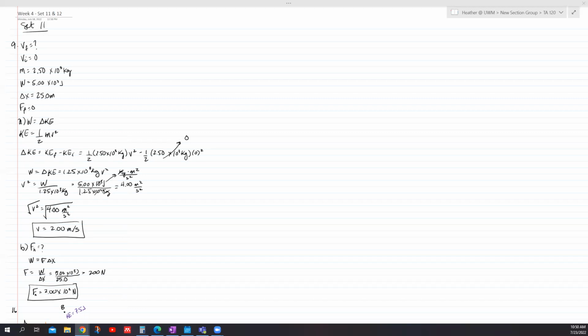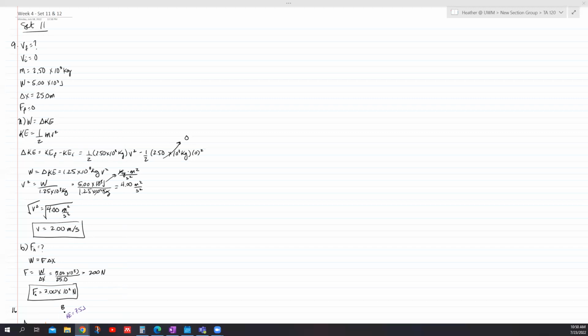All right, so number 9. Mechanic pushes a 2.50 times 10 to the 3 kilogram car from rest to a speed of V, doing 5.00 times 10 to the 3rd joules of work in the process. During this time, the car moves 25.0 meters. Neglecting friction between car and road, find V and the horizontal force exerted on the car.